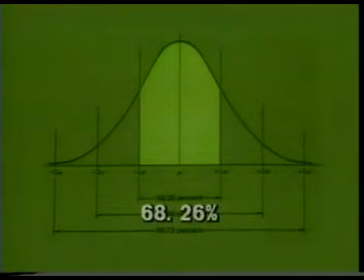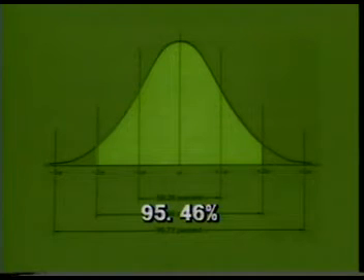For any normal curve, the zone between plus and minus sigma contains about 68% of all the data. The zone between plus and minus 2 sigma contains about 95% of all the data. The zone between plus and minus 3 sigma contains 99.73% of all the data.